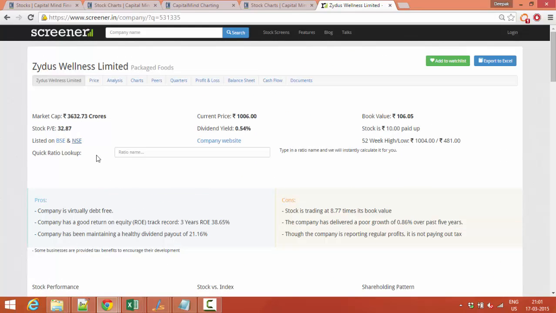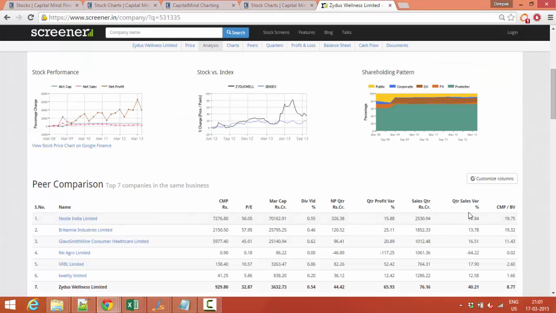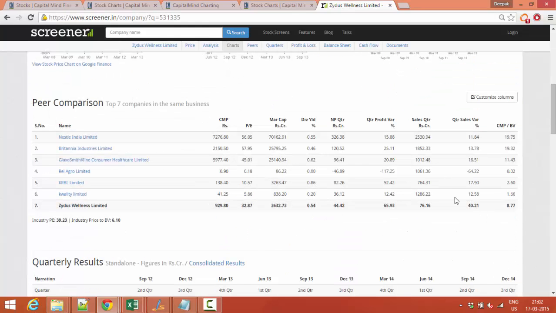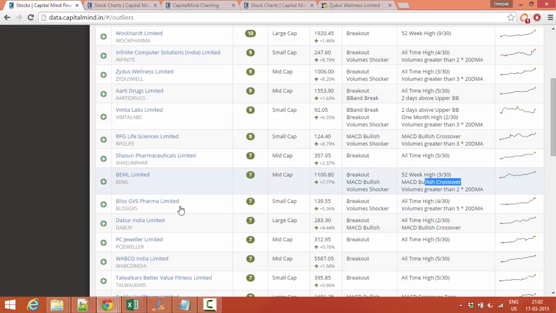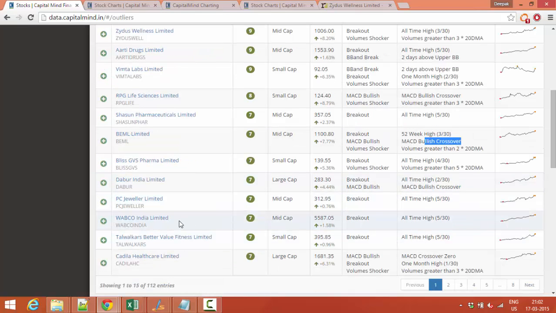This is a 32 PE, so you would need 30-40% growth for it to sustain. Looks interesting from an FMCG perspective. We own Emami. Zydus Wellness does not look bad as a stock to own. It's on the radar. We've got a couple of interesting stocks that continue to remain. The Talwalkars, you don't like it. It's an interesting stock, but the financials don't look so great.